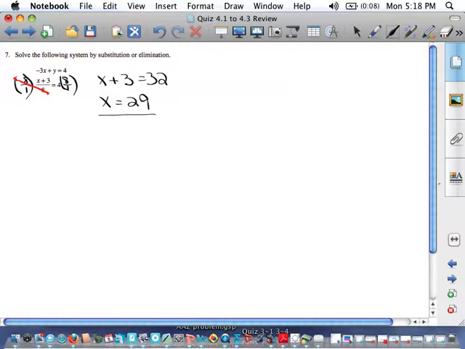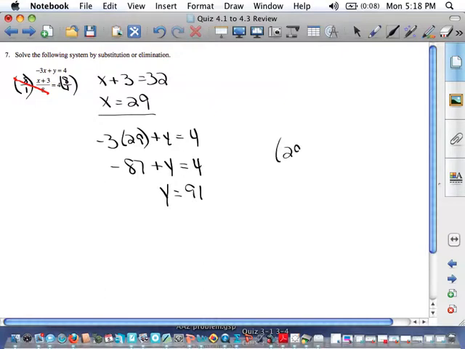Take that value, substitute it into the first equation, so minus 3 times 29 plus y equals 4. So negative 87 plus y equals 4, so y equals 91. So the solution to this system is just 29/91.